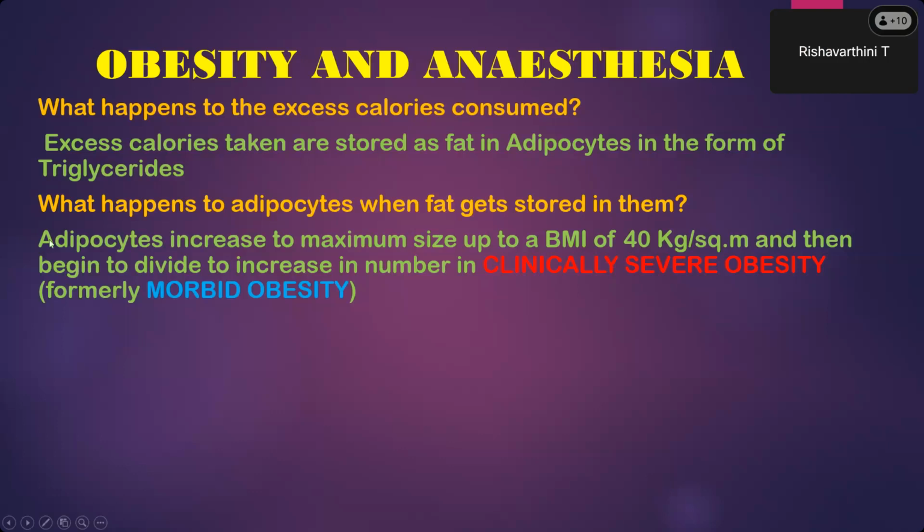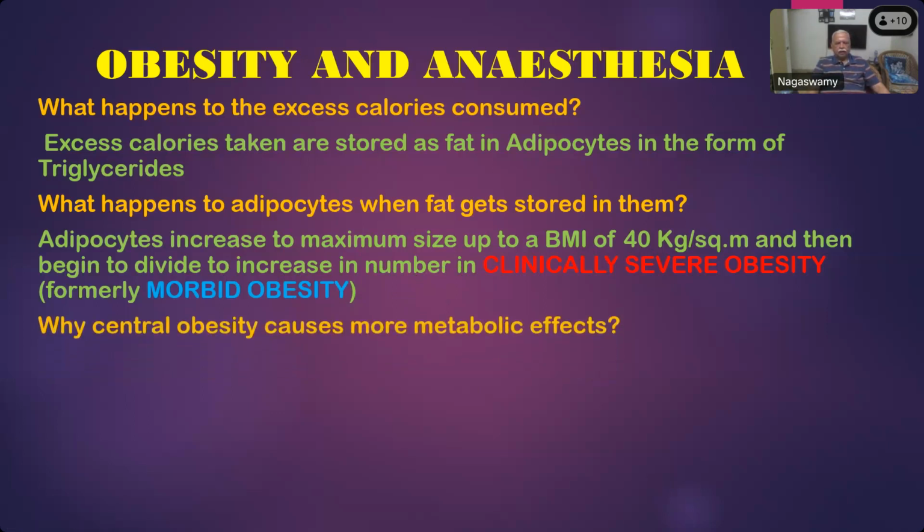Whenever the first part, adipocytes increasing to maximum size, is called hypertrophic obesity, there is no increase in the actual number of adipocytes in the body. Whereas when the number exceeds because of increase in BMI, then it is called hyperplastic obesity. So increase in the size of adipocytes alone is hypertrophic obesity. Increase in the number of adipocytes as well as in the size of the adipocytes is hyperplastic obesity.